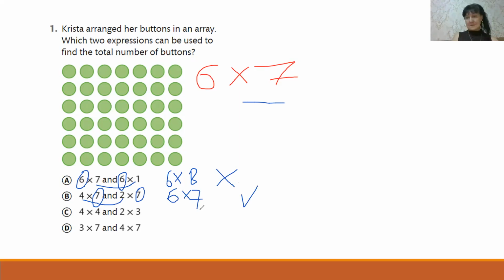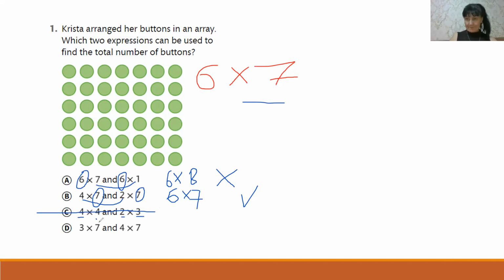Okay, let's check the other. Can you see the same factor at the same place? For example, here 4 and here 2. Not good. Here 4 and here 3. Not good. We don't have the same factor at the same place. This equation is not good at all. Just cross it out, okay?